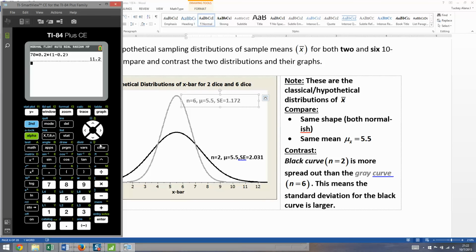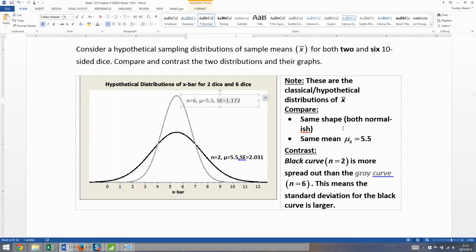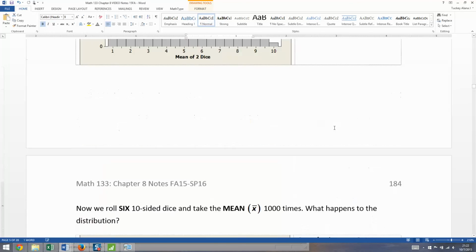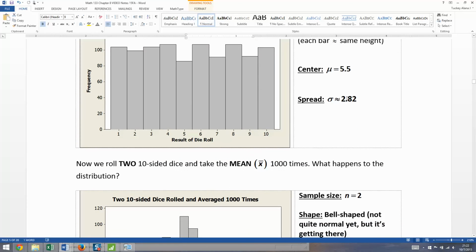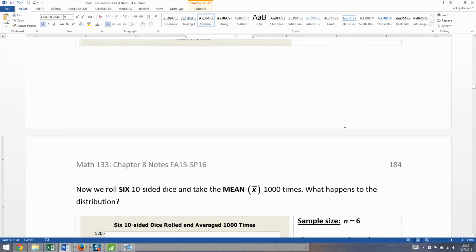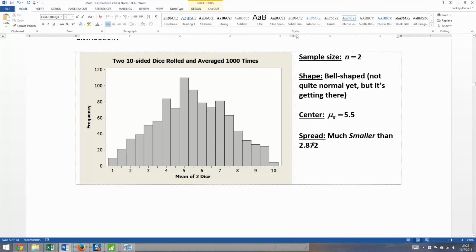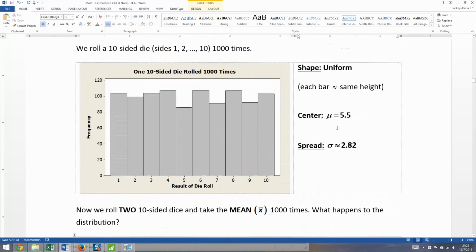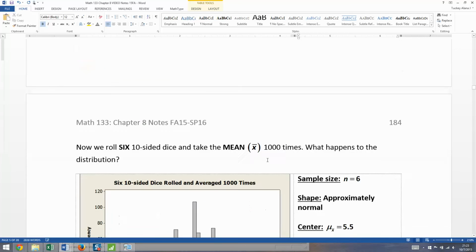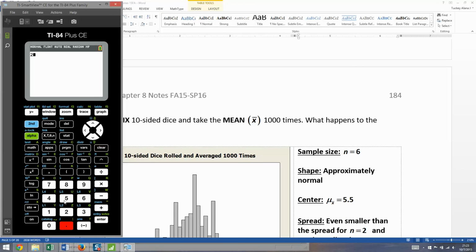Now how do I do that? Well, the standard error formula says it's sigma over the square root of n, right? So sigma, if you recall, was 2.872. It's right back there, 2.82. So, sorry, if I take 2.82, which I'm realizing now I should have done all along here. These should be 2.82. Sorry, my fault. So if it's 2.82, then I'm going to take 2.82 and divide by the square root of 6. Enter. And I get 1.151.